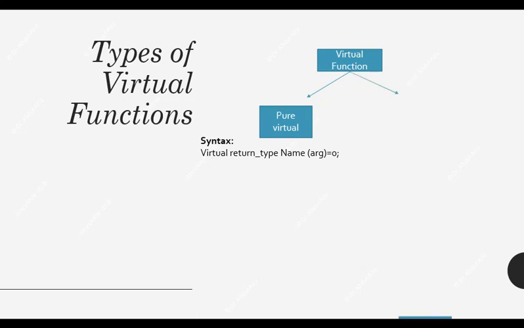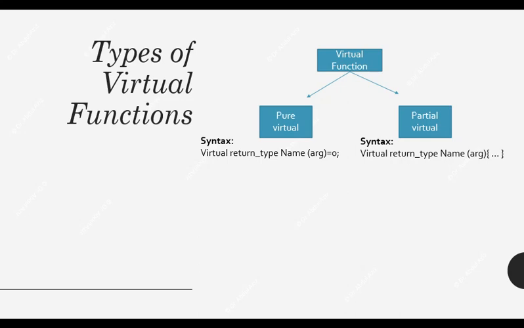The second type is known as a partial virtual function, a virtual function that has the definition as well. So now we have two types of virtual function. One is known as pure virtual, second is partial virtual. Pure virtual mainly means a function that is just declared, not defined. This is your abstract function.